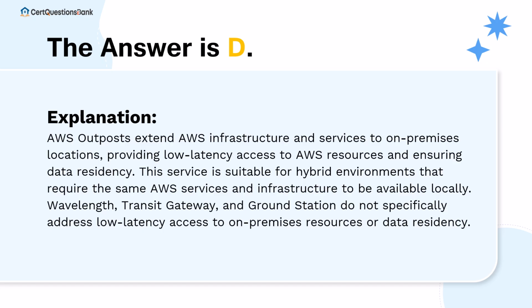The answer is D. AWS Outposts extend AWS infrastructure and services to on-premises locations, providing low-latency access to AWS resources and ensuring data residency. This service is suitable for hybrid environments that require the same AWS services and infrastructure to be available locally. Wavelength, Transit Gateway, and Ground Station do not specifically address low-latency access to on-premises resources or data residency.